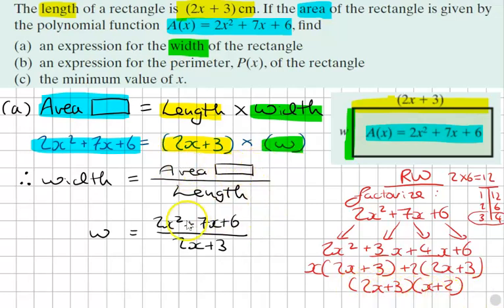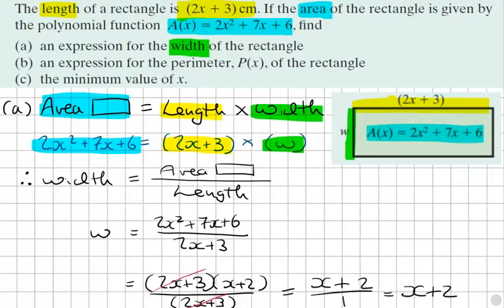So the area is 2x squared plus 7x plus 6. And when we factorize it, we get 2x plus 3 multiplied by x plus 2. So I'm going to replace the numerator with our factors. So I have 2x plus 3 times x plus 2 all over 2x plus 3. And notice now I have a common factor above and below the line, so I can cancel those out. And I'm left with x plus 2 over 1, which is just x plus 2.